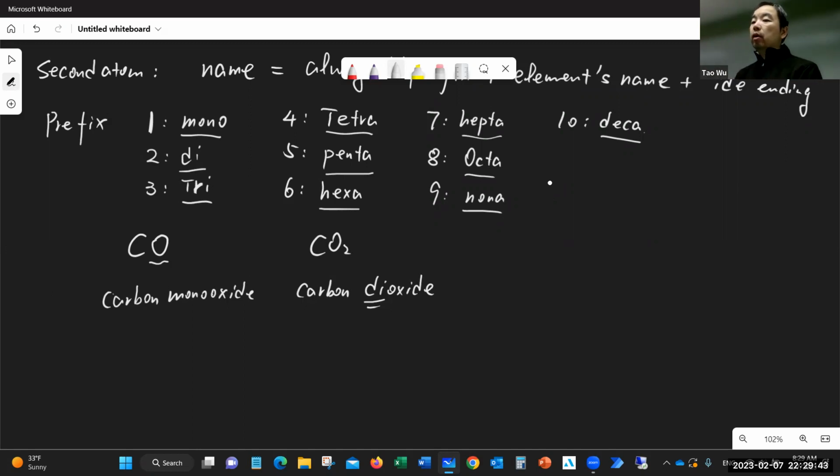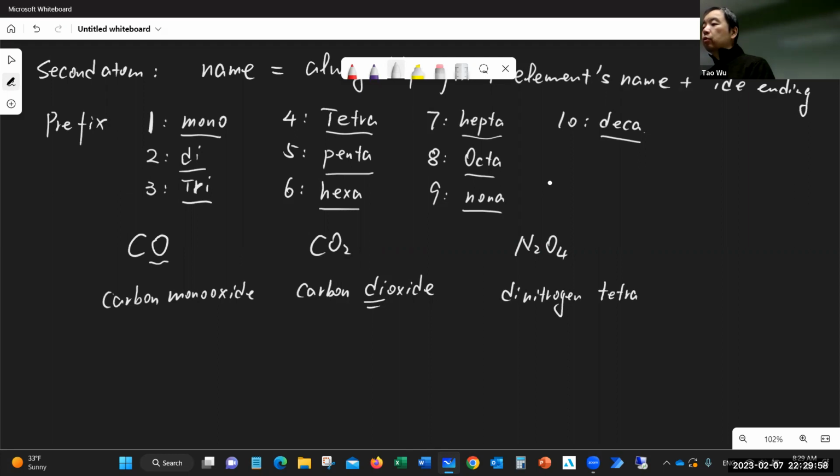But then N2O4 is called dinitrogen tetroxide. Dinitrogen tetroxide.